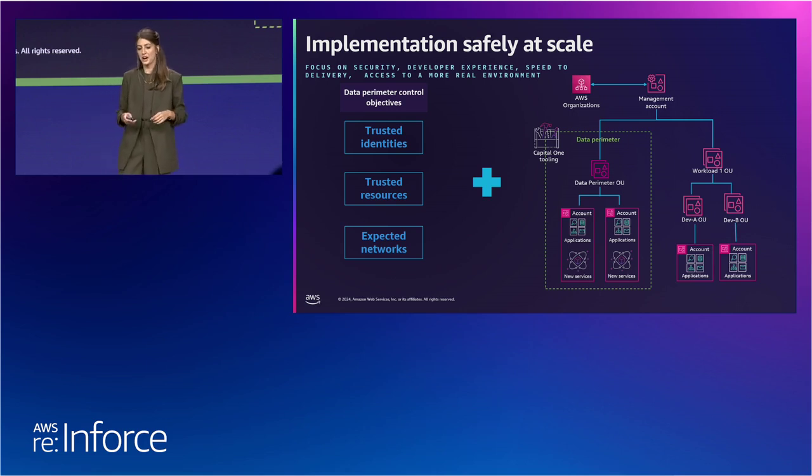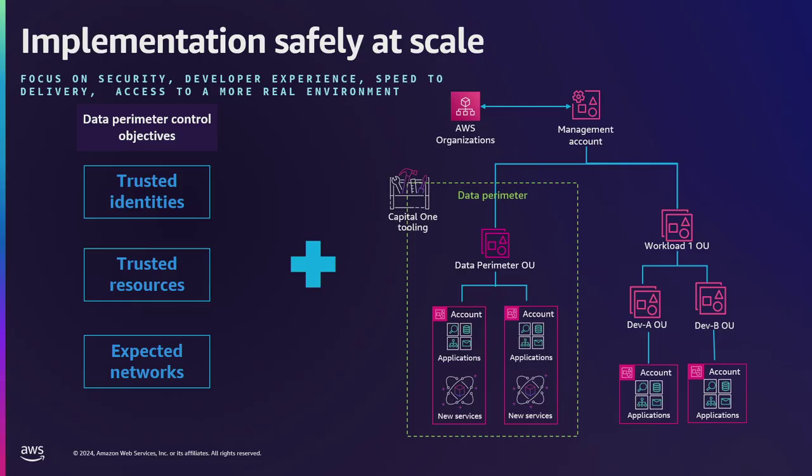So our implementation strategy included the creation of a new data perimeter OU, where we would be able to isolate select accounts we were testing and apply the data perimeter concepts at that level. This allowed us to have a separate test bed without compromising the integrity of our 2,000 plus AWS account footprint in our normal OUs.